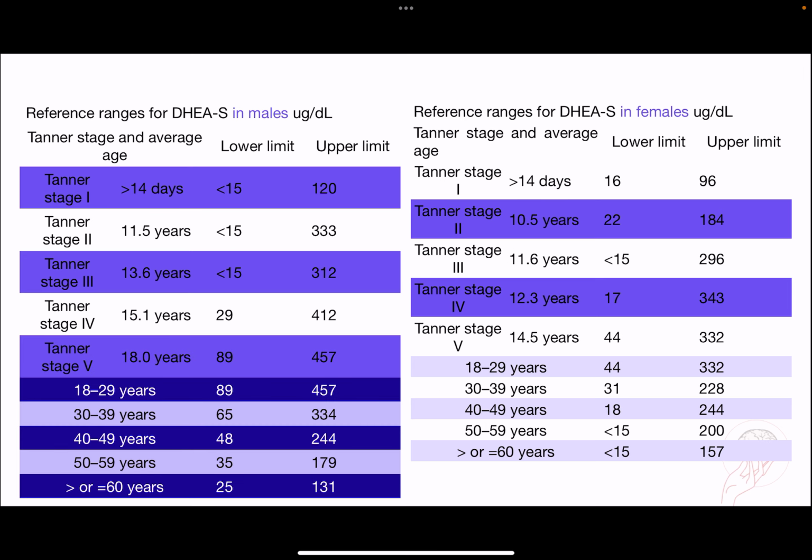So DHEAS is very similar to DHEA. It's just that a sulfate has been added, and it can actually change back and forth between DHEA and DHEAS. And so again, you don't have to know these limits. I just want you to notice how much they increase over the course of puberty in both males and females.